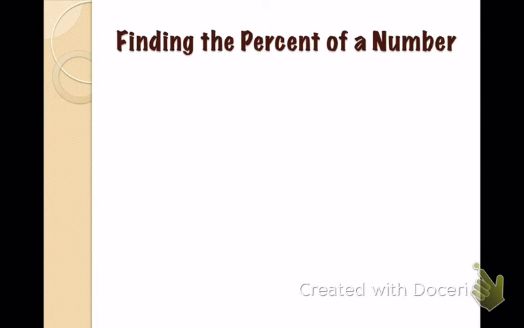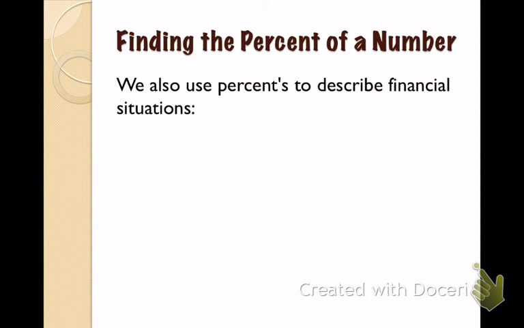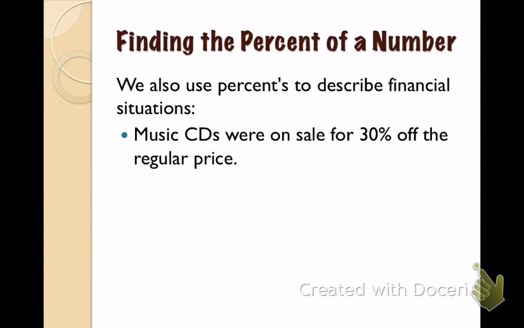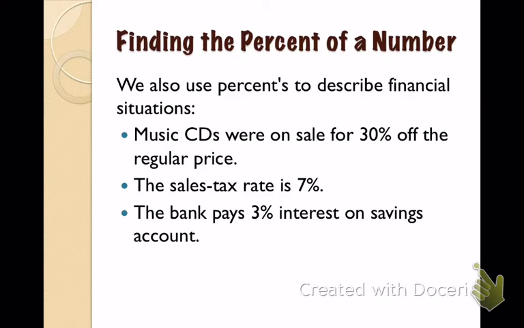You guys should be at the bottom of your classwork 5, that's where your notes begin. Finding the percent of a number. We also use percents to describe financial situations, such as music CDs were on sale for 30% off. The regular price, we want to know what the new price is. The sales tax is 7%. What does that mean when I purchase something that's 30 bucks or even 40? The bank pays 3% interest on a savings account, so I have $500 in there. How much interest am I going to be getting and how often?